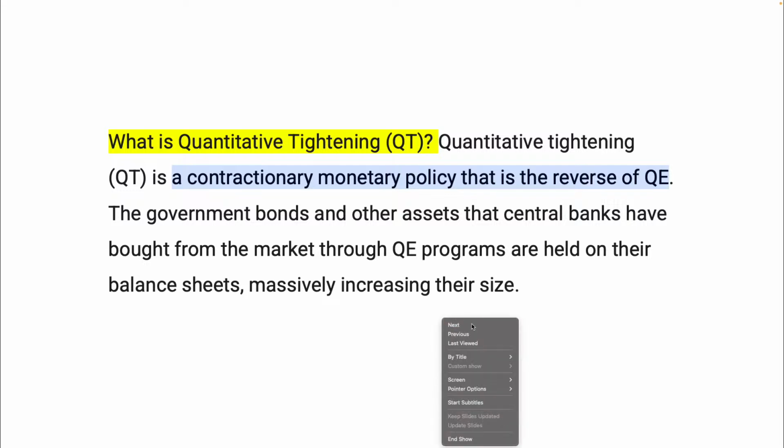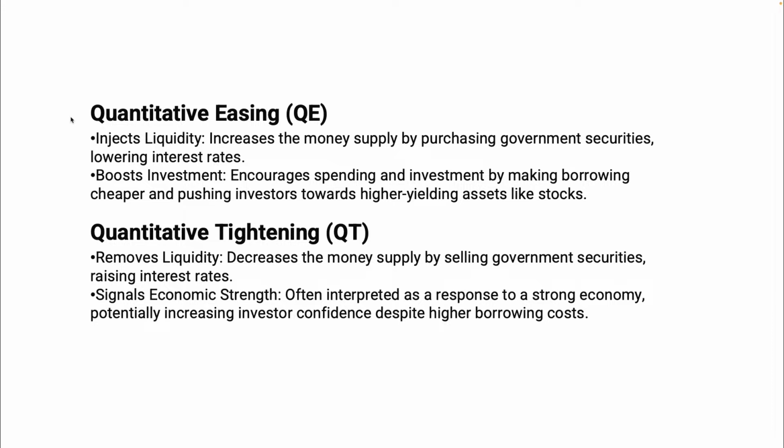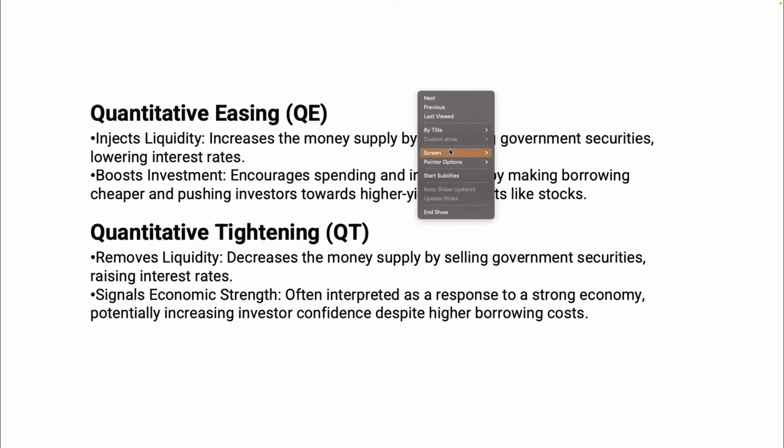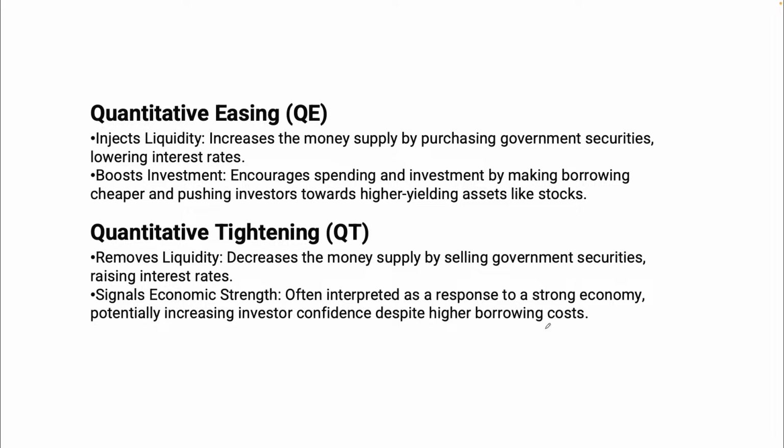Now, some of you might have known or realized that originally there was quantitative easing. Quantitative easing injects liquidity into the market, increasing the monetary supply. So when we had quantitative easing, what did the market do? They were literally creating money. The market just went up, up, up, up, up because they're creating money. Well, the opposite of quantitative easing is quantitative tightening.